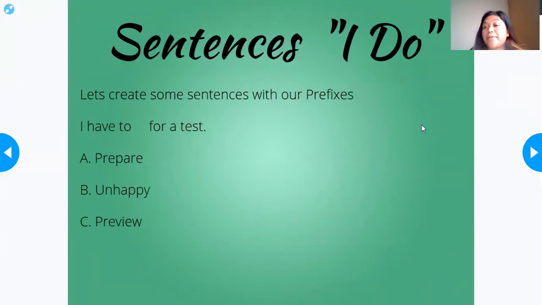This is an example that I will do, and then you go ahead and do the next examples. So let's create some sentences with our prefix. I have to blank for a test. So let's go on to our options. We have prepare, unhappy, and preview. When it comes to unhappy, what does that mean? That means not to be happy, right? So I have to not be happy for a test. Does that make sense? No, it doesn't.